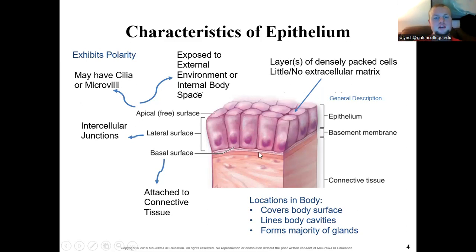And sometimes they're going to have cilia or microvilli on their apical surface, which are going to assist in transportation of molecules across the surface, increase the area for cellular signaling, and also surface area for absorption.